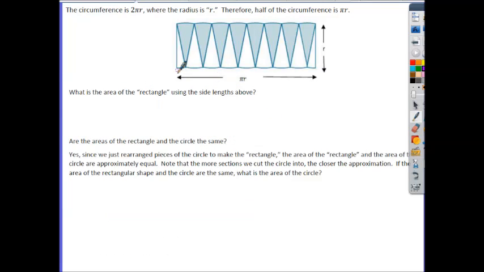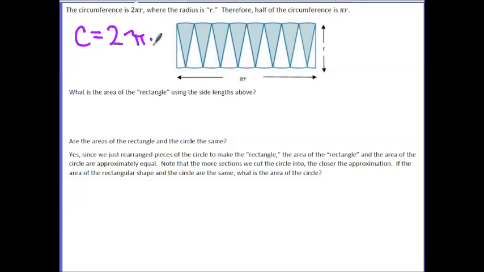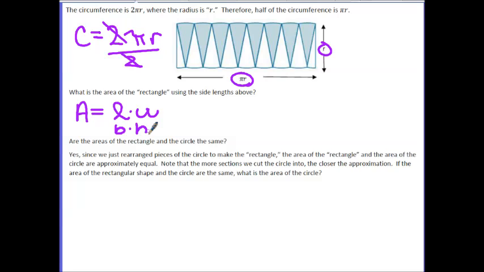So we know that the circumference of a circle, and you can always find this on your reference sheet, is 2 pi r. But if I'm talking about half the circle, we divide this by 2, so the 2's cancel out, and we're left with just pi r, and so this is where we get the length of our rectangle that we formed. And as we said before, the width is the length of the radius of the circle. So the area of a rectangle, also on your reference sheet, is length times width. It's also known as base times height.